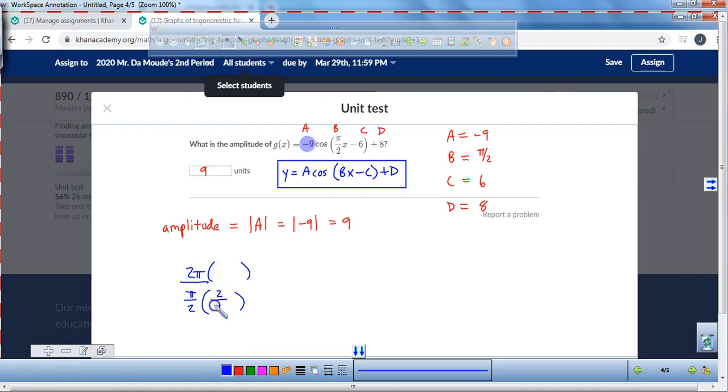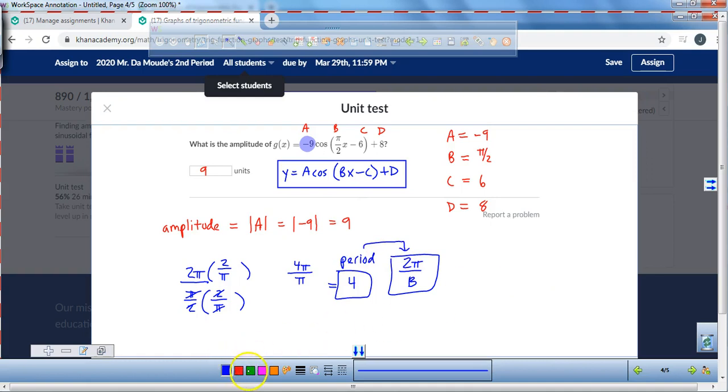You'd have to multiply both the numerator and the denominator by the reciprocal. Right, these 2's cancel out, these pi's cancel out. You're left with basically 4 pi over pi, and the length of our period would equal 4. Because this pi will cancel out this pi. 2 times 2 is 4. So the length of our period would equal 4. Just remember, the length of the period is always 2 pi divided by B. That will be the length of the period.